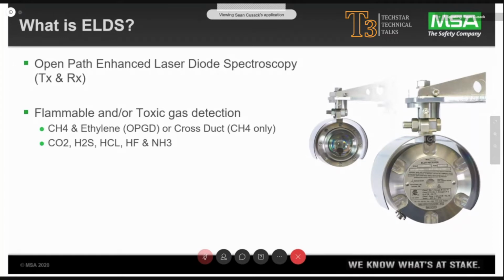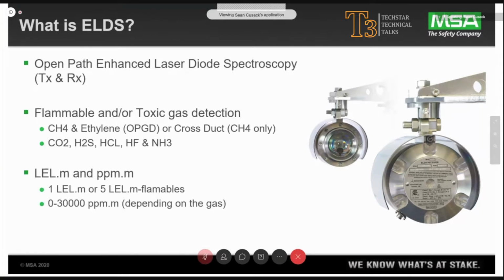As far as our ppm version, or our toxic version, we can do CO2, H2S, HCl, HF, and also NH3. The preferred method of measurement on the ELDS is actually LEL meters for flammables and ppm meters for toxics. Typically we do ranges of 1 LEL meter or 5 LEL meter for flammables, and we can do up to 30,000 ppm meters on toxics, really depending on the gas.